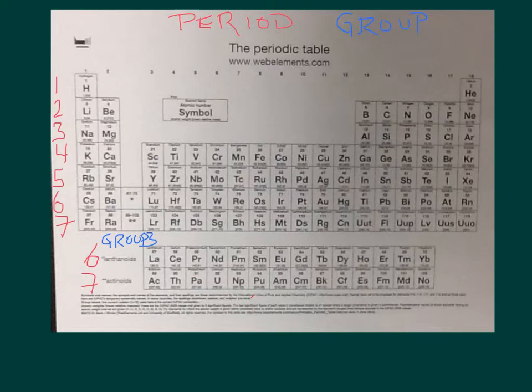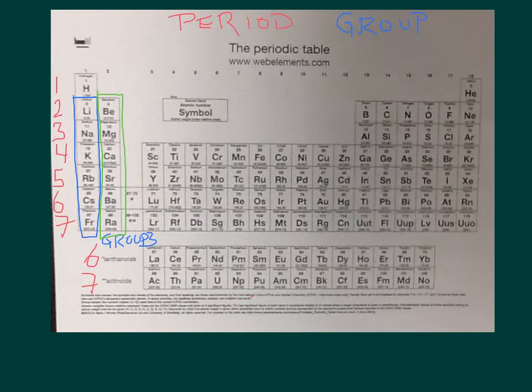The alkali metals are a very reactive group of metals. They are these elements right here: lithium, sodium, potassium, rubidium, cesium, and francium. Again, these are the alkali metals. The next family that we have is right here. These are the alkaline earth metals: beryllium, magnesium, calcium, strontium, barium, and radium. These are also reactive, but not quite as reactive as the alkali metals.